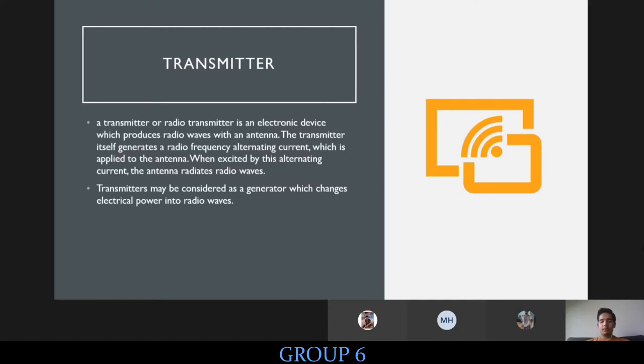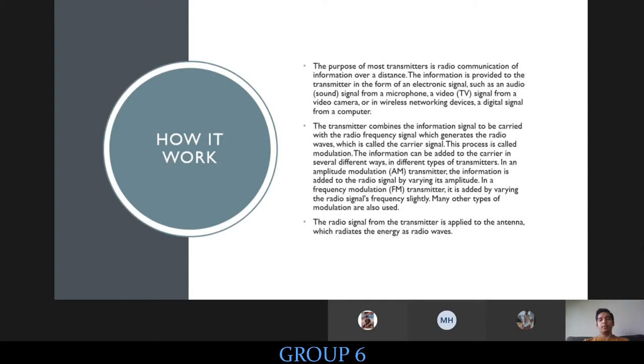So how does the transmitter work? The purpose of most transmitters is radio communication of information over a distance. The information is provided to the transmitter in the form of an electronic signal, such as an audio signal from a microphone, a video TV signal from a video camera, or in a wireless networking device, a digital signal from a computer. The transmitter also combines the information signal to be carried with the radio frequency signal, which generates the radio wave, which is called the carrier signal. The process is called modulation. In the next slide, I will explain to you what is modulation and a modulator.